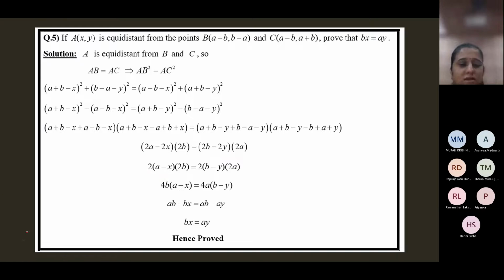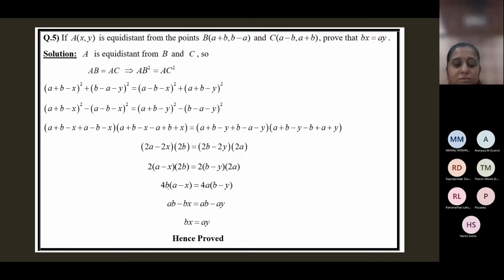Then you're multiplying. So this is 2 into a minus x into 2b. So 2 into 2b is 4b into a minus x. 2 into 2a is 4a into b minus y. So now on either sides we have 4. 4 and 4 on either sides gets cancelled.